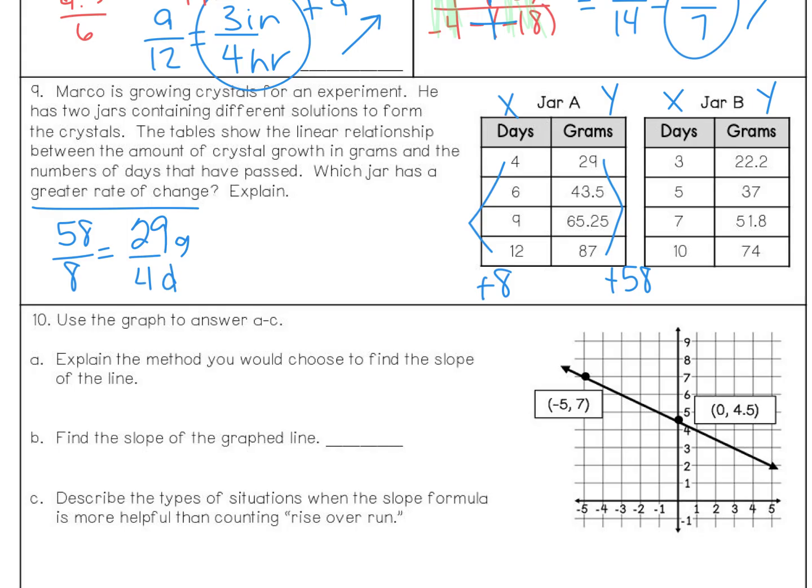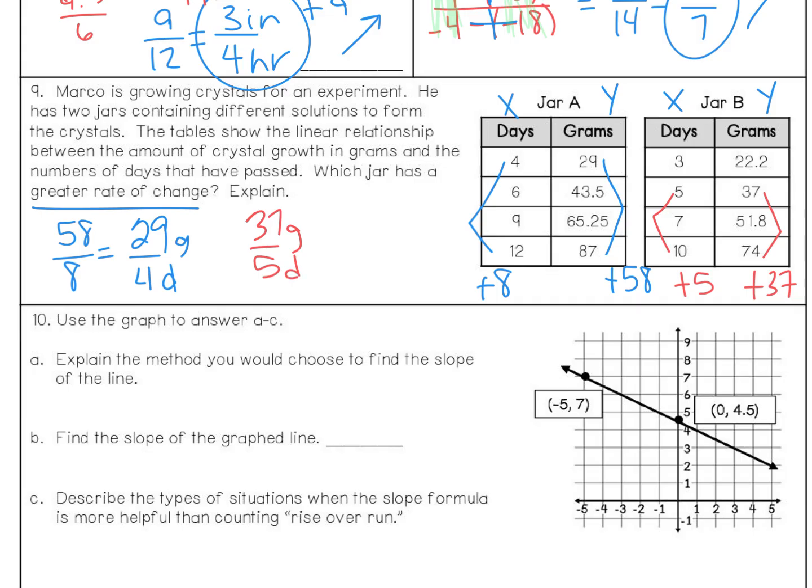So let's compare that on B. And B, I'm going to go here to here and here to here. How do I go from 37 to 74? Plus 37. 5 to 10 is plus 5. So this one is 37 over 5. 37 grams over 5 days.